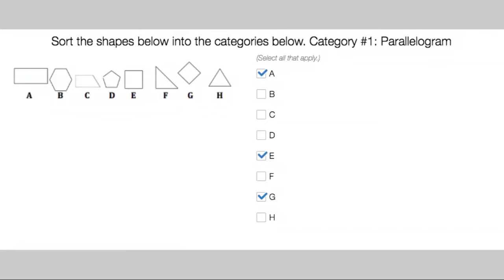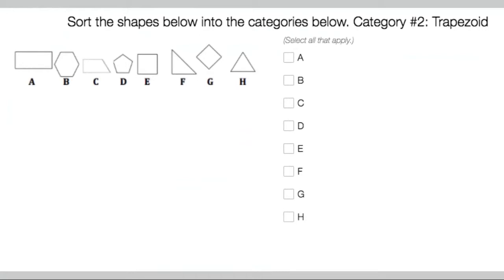Now let's do the same activity, but this time our category is trapezoids. Well, we know that A has two pairs of parallel sides, so it's a trapezoid. B is not a quadrilateral. C, however, does have one pair of parallel sides and is a quadrilateral, so C is a trapezoid. D has 5 sides, not a trapezoid. E has two pairs of parallel sides, so that's at least one, so E is a trapezoid.